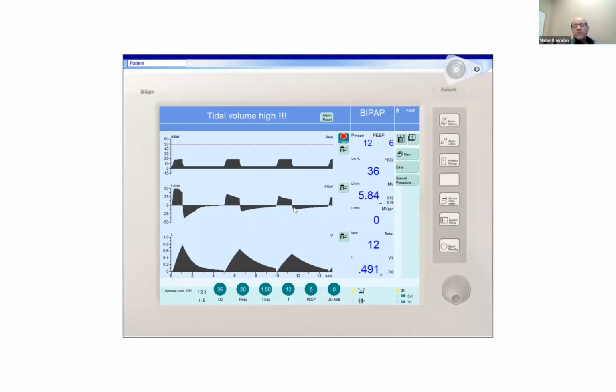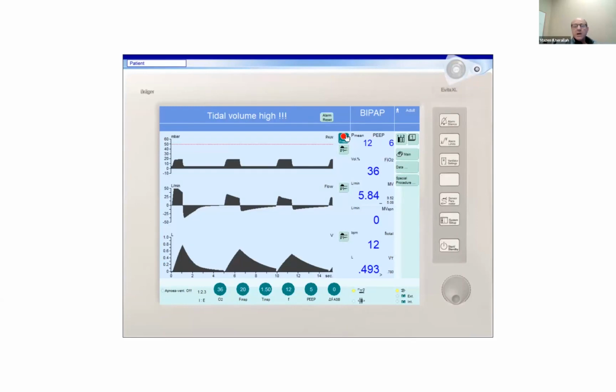The slope of the expiration is very shallow compared to the previous one here. And the duration of expiration is longer. And maybe there's some persistent flow at the end of expiration. So that actually tells you that the problem is in resistance, not in compliance, right?